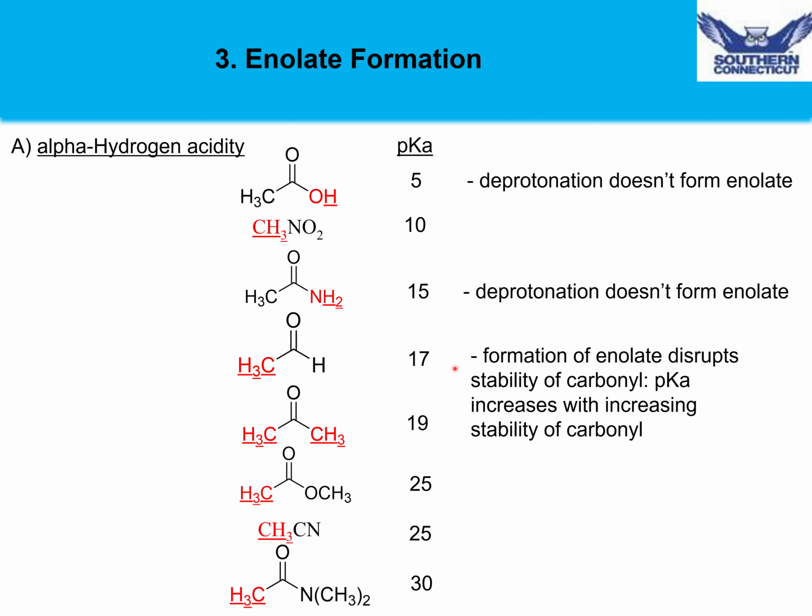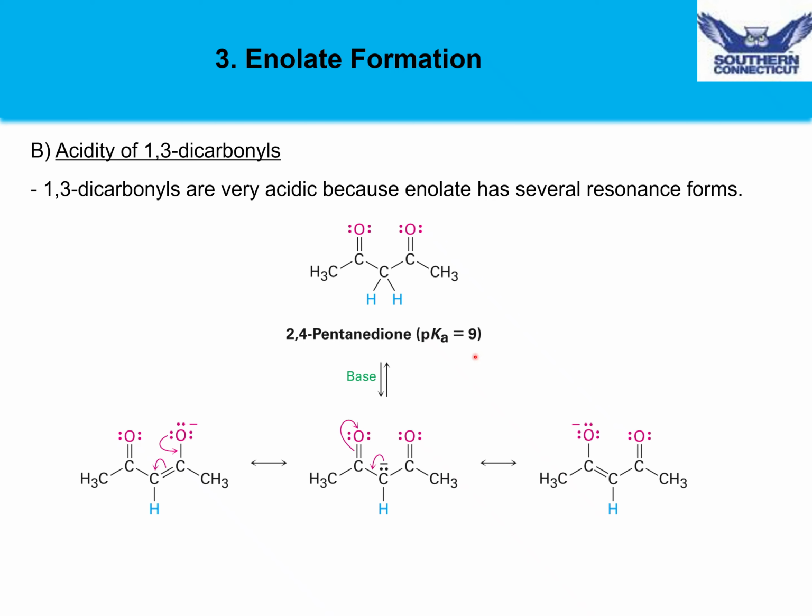1,3-dicarbonyl compounds such as 2,4-pentanedione have an extremely acidic hydrogen in between the two carbonyls. As shown in this example, these two alpha hydrogens have a pKa of about 9. Compare that to a typical ketone, which has a pKa of about 19. The reason why these hydrogens are more acidic than a typical alpha hydrogen on a ketone is because removal of one of these hydrogens produces an enolate that is stabilized by several resonance forms.